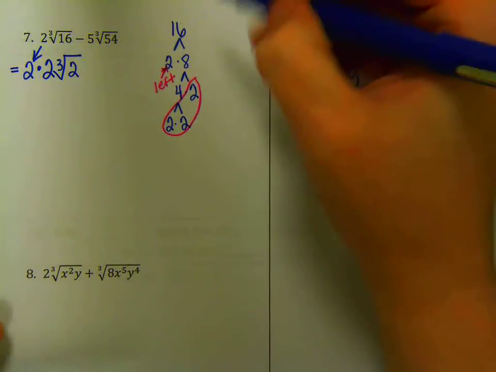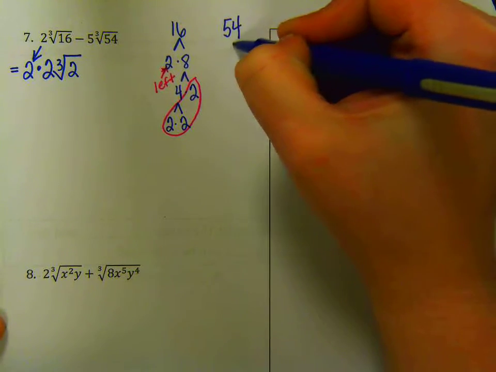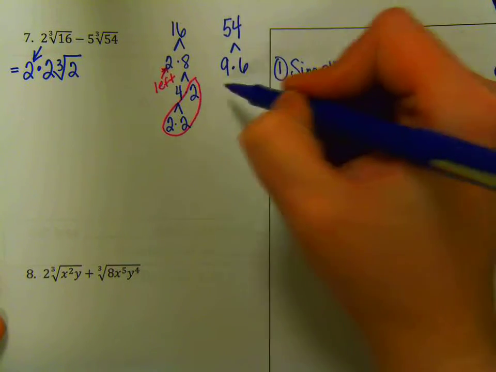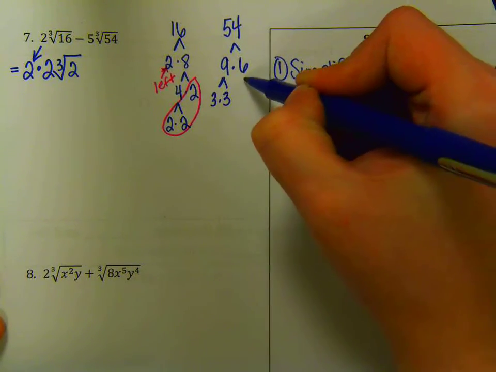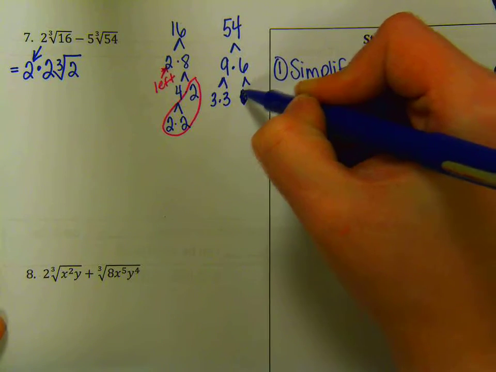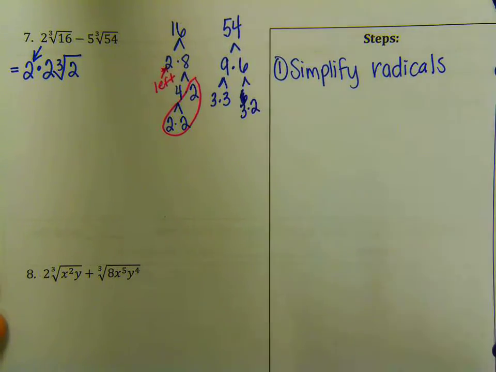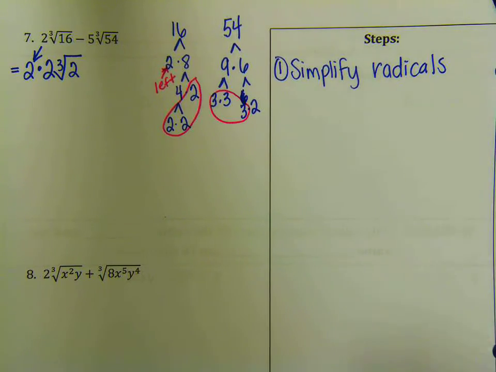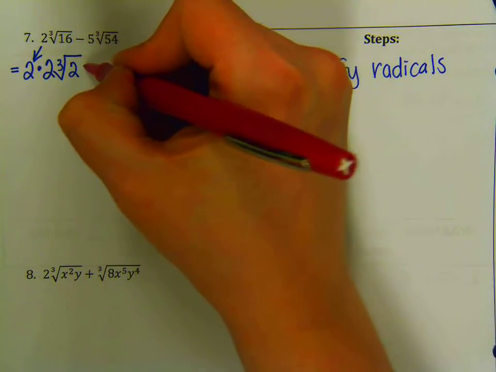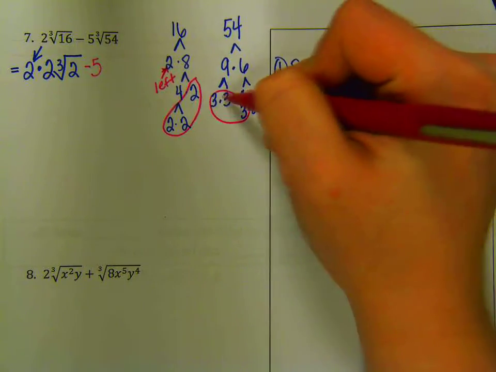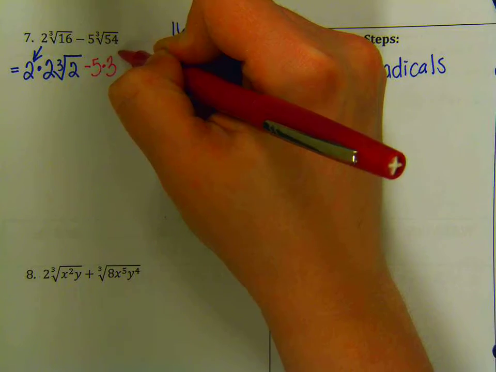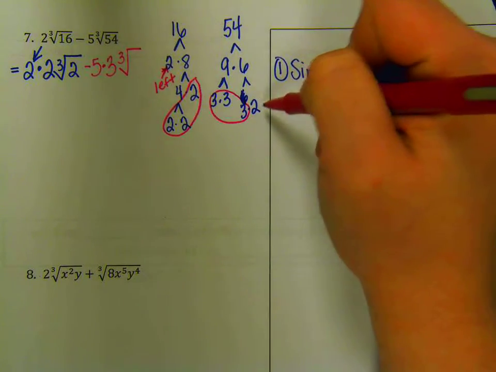Same thing with 54. 54, I can split up into 9 times 6. 9 split up into 3 times 3. 6 you can split up into 3 times 2. Index is 3, so I'm looking for groups of 3. And I can write that as minus 5 times the cubed root of what's left over, one of these 2's.